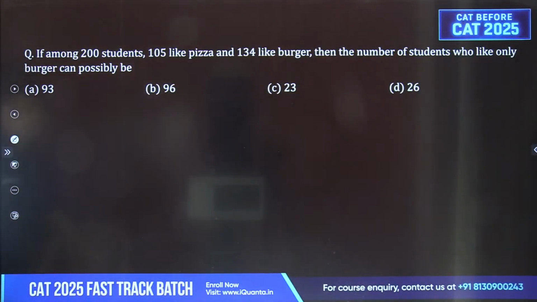Do this one. It's again a set theory question, and many questions have been asked in CAT exactly like that. And who knows, you are going to get a similar question again.